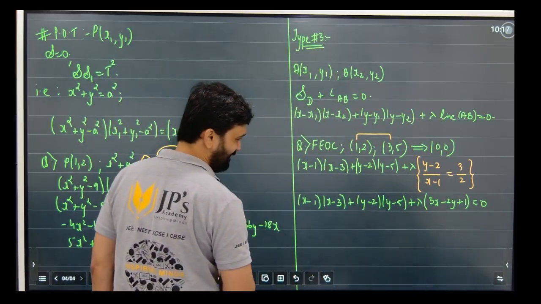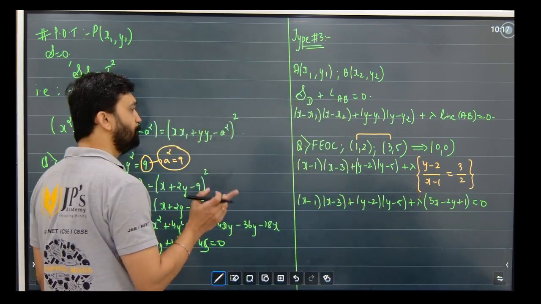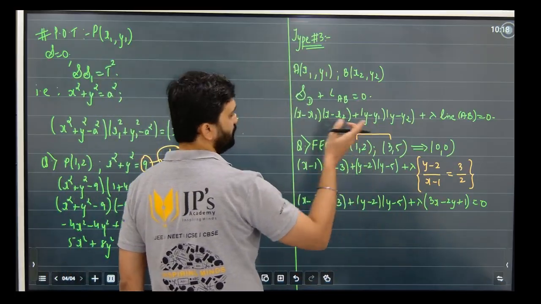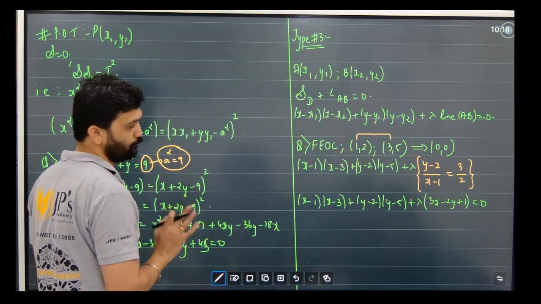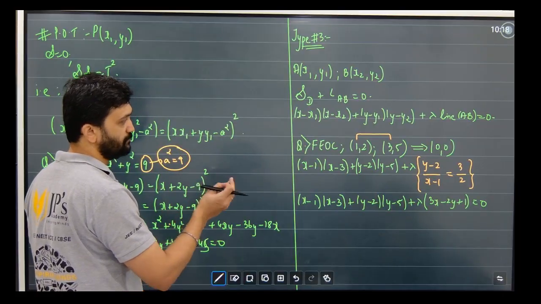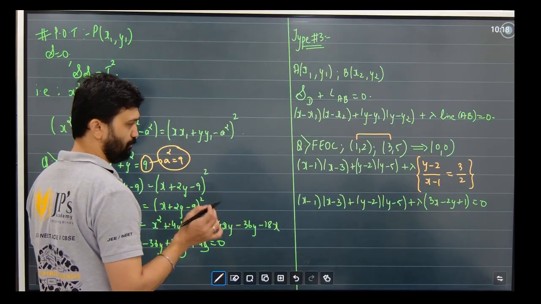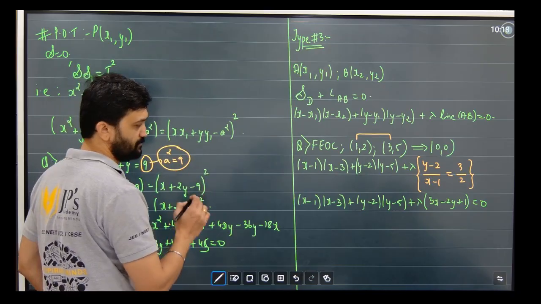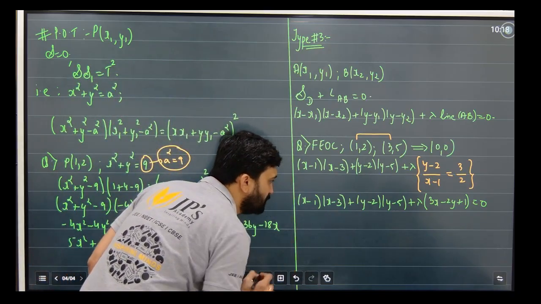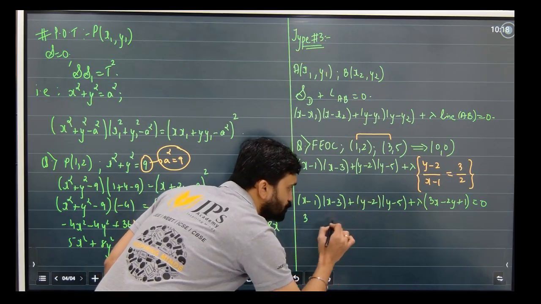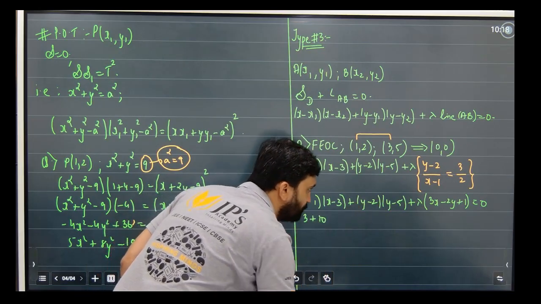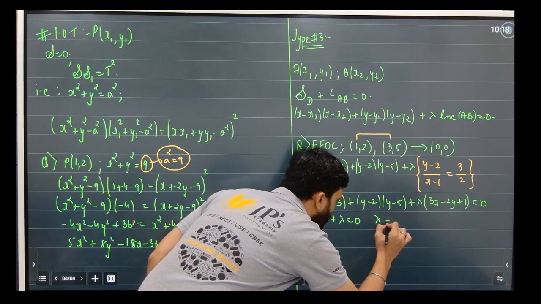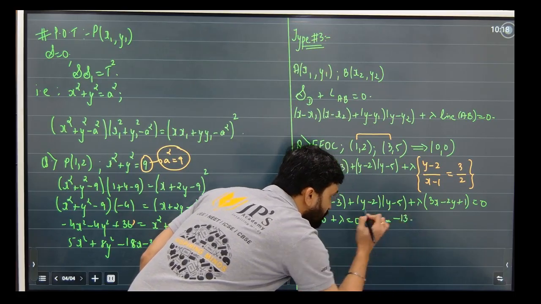Now this entire thing passes through 0, 0. This entire equation, equation of line and the circle, passes through 0, 0 also. So what I'm going to do is substitute the value of x and y as 0, 0. So this will become minus 1 minus 3 will become 3, minus 2 minus 5 will become plus 10, and plus lambda is equal to 0. So guys, lambda is equal to minus 13.